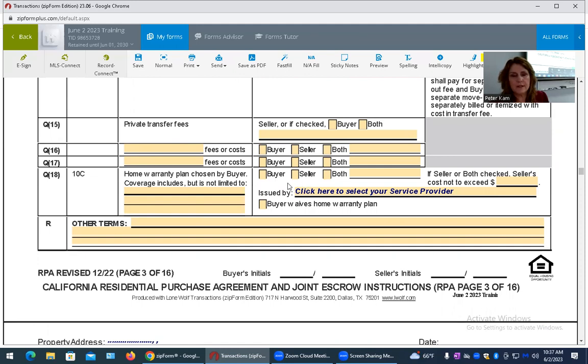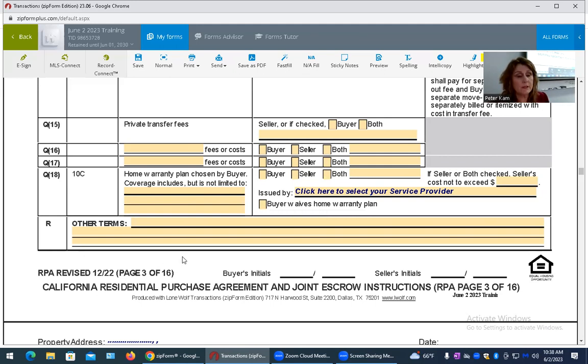Usually you're going to ask the seller, but if it's highly competitive, you may not want to ask. You might want to discuss it with your buyer and check it and see if they want to buy one, or you can check right here that the buyer is electing to waive the home warranty.